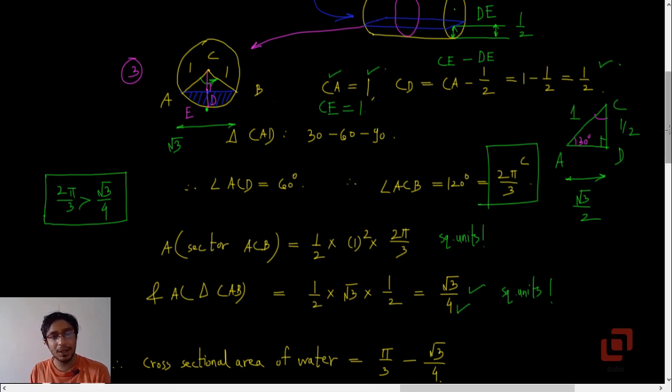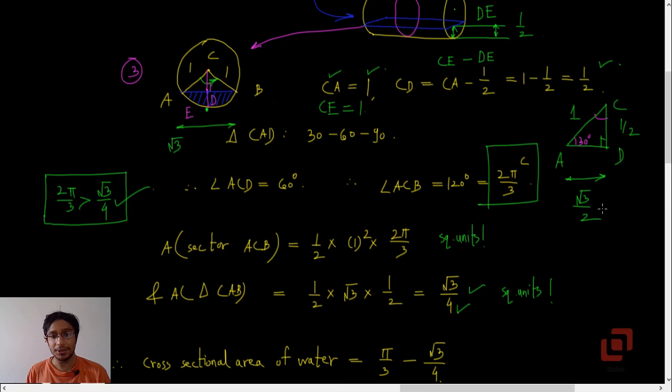But see, now why can I say that 2 pi by 3 is greater than root 3 by 4? Because 2 pi by 3 is representing area of the sector ACB, and root 3 by 4 is representing area of the triangle ACB. Okay, we know that area of the sector is always greater than the area of the corresponding triangle. So that is also another way, or I should say the geometrical way of proving the inequalities. 2 pi by 3 is greater than root 3 by 4. Okay, so please take a note of that.